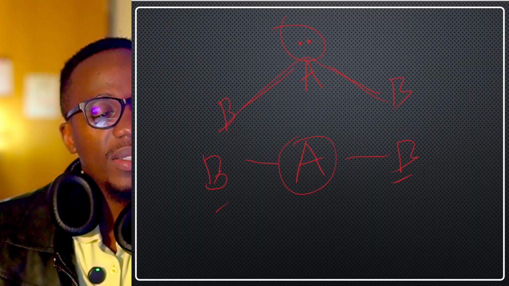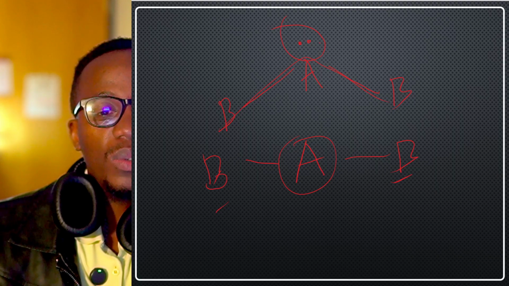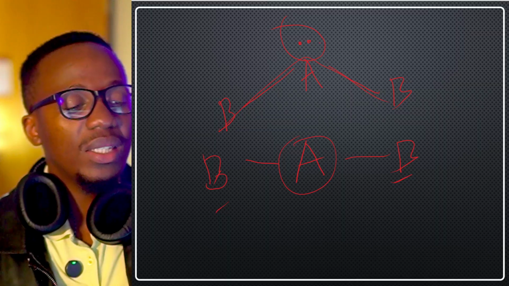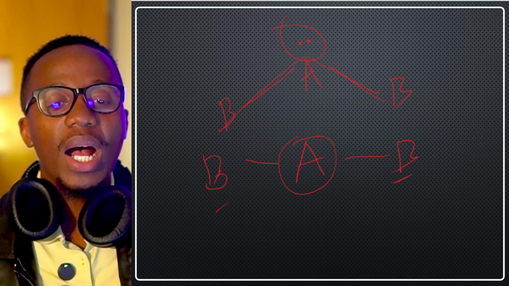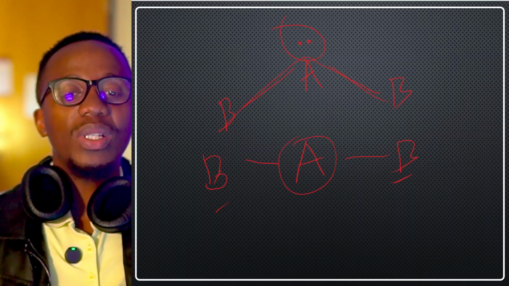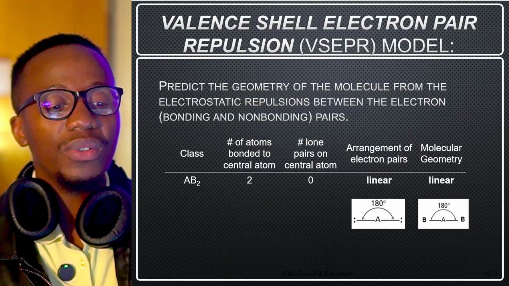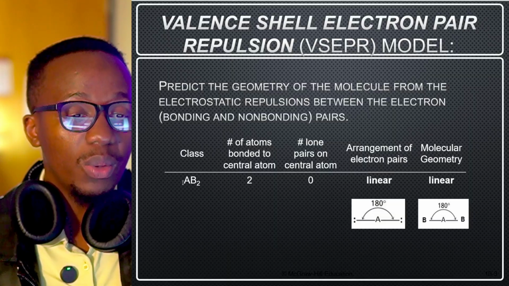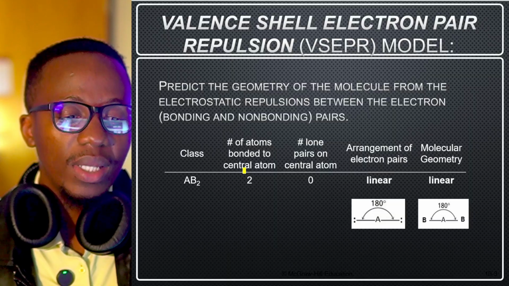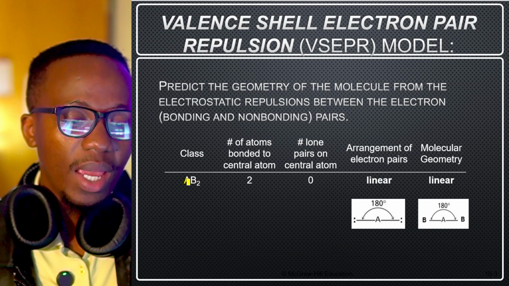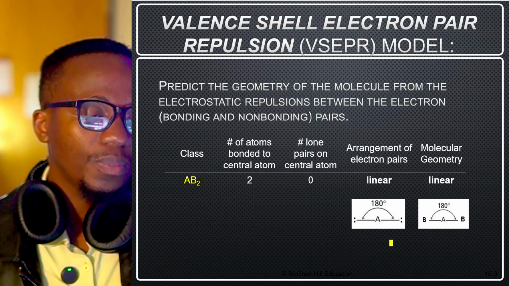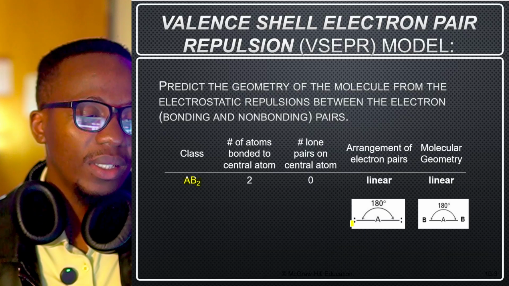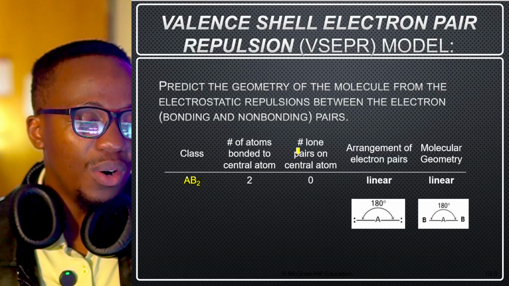But the pairs are going to play a role. So this is going to inform how we find geometry. So let's start with the first level. The first level is what I was just talking about. So let's say you have center atom A with 2 atoms, so AB2. So there are no lone pairs.